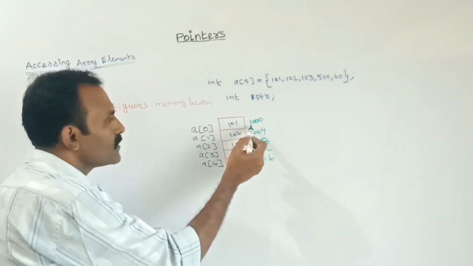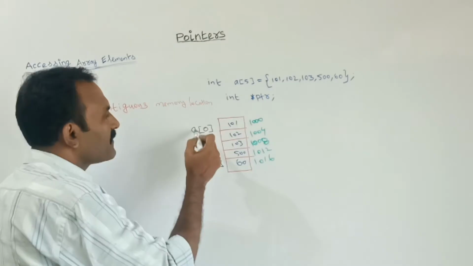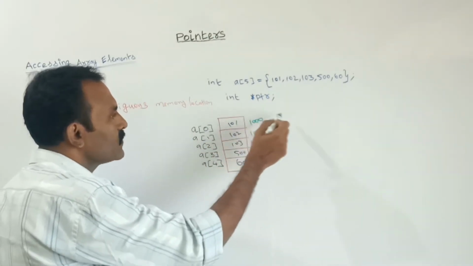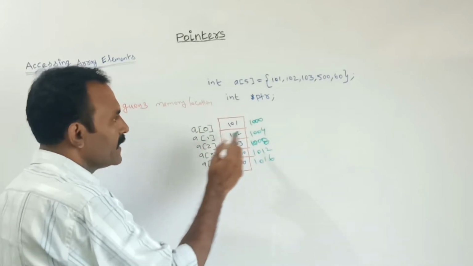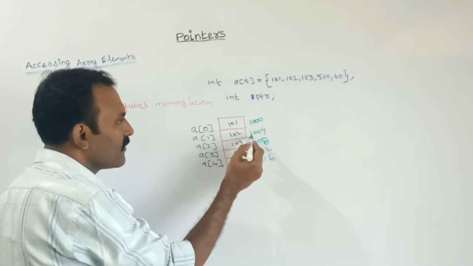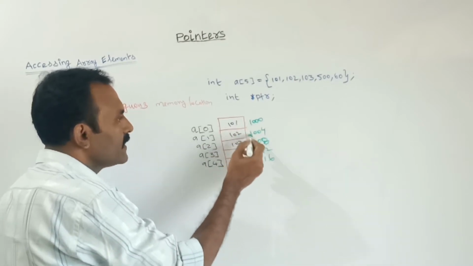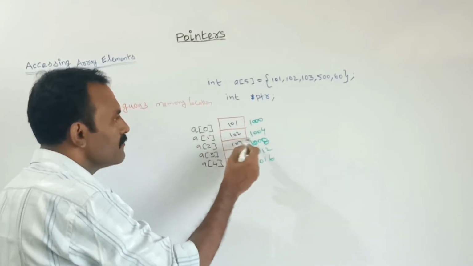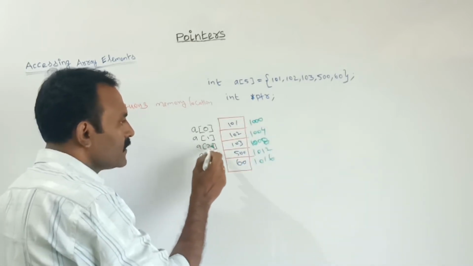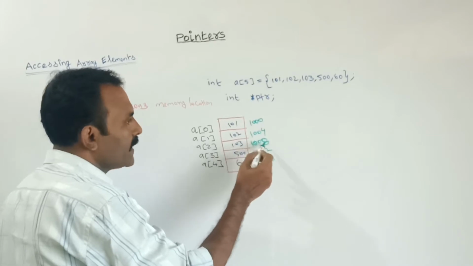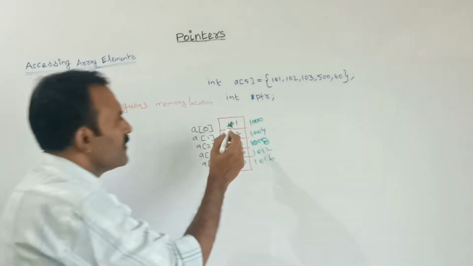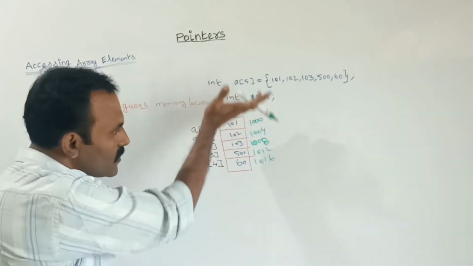From 1000 to 1003, a of 0th location has totally 4 bytes. Next, continuing after 1003, from 1004 to 1007, a of 1 contains the memory location 1004 to 1007. Next, a of 2 has 1008 to 1011. So the contiguous memory location is nothing but the values being stored continuously.